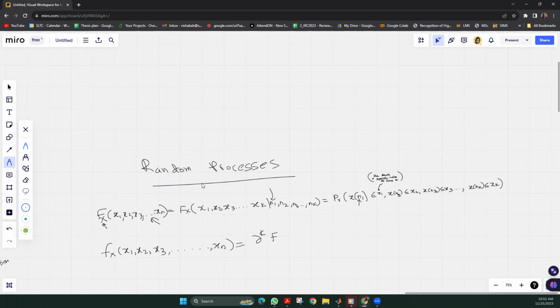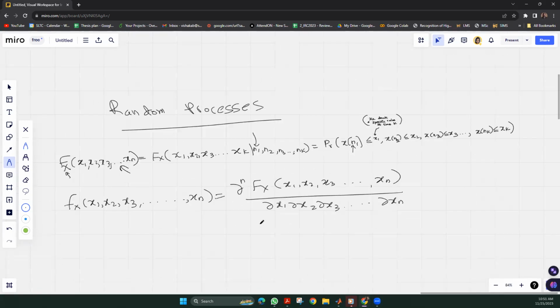So if you are considering n number of random variables, we will be doing a differentiation up to the nth order, and it will be like this: x1, x2, x3 up to xn. And then we take the derivative with respect to all the random variables, delta x1, x2, x3 up to xn. When we take this derivative, we will be able to get the value of the PDF function at each random variable value.